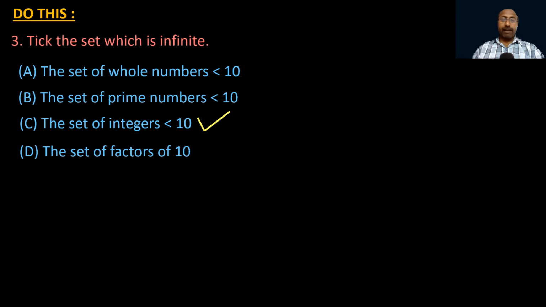And take the fourth one. D, the set of factors of 10. The factors of 10 are 1, 2, 5 and 10. So simply we have 4 elements, which are countable. So the set is a finite set.